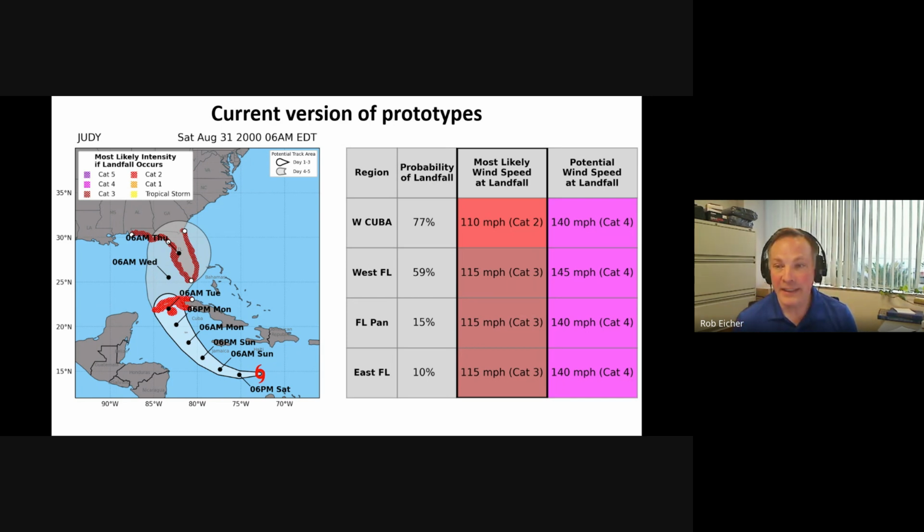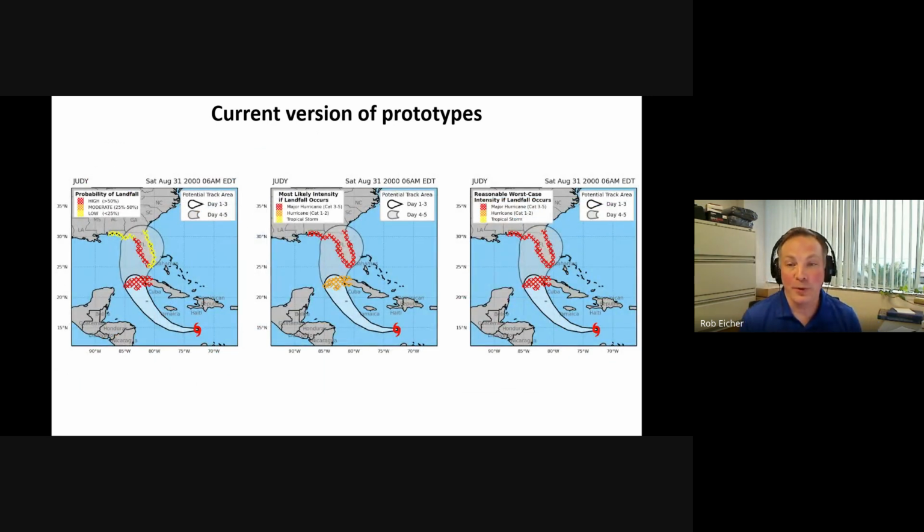And then finally, the map version of that is the next slide. A categorical map that again shows the probability of landfall on the left, color-coded most likely intensity if landfall occurs, and then color-coded reasonable worst-case intensity if landfall occurs on the right side there.